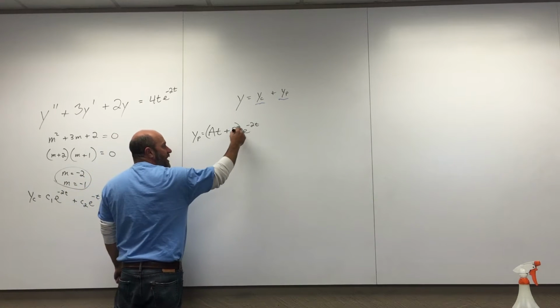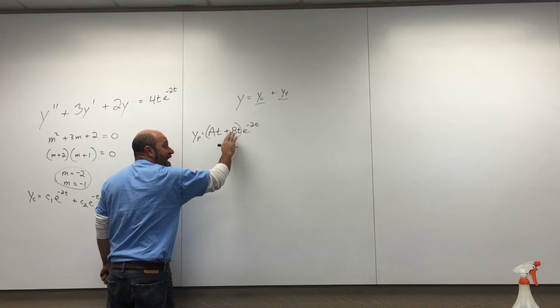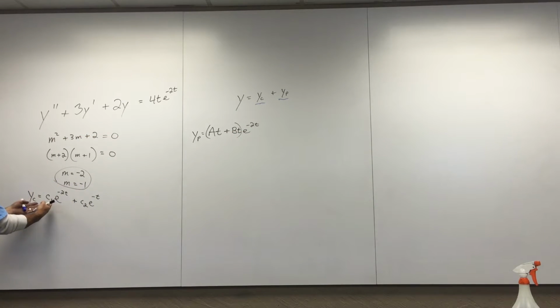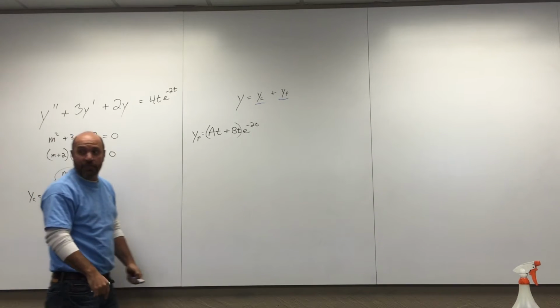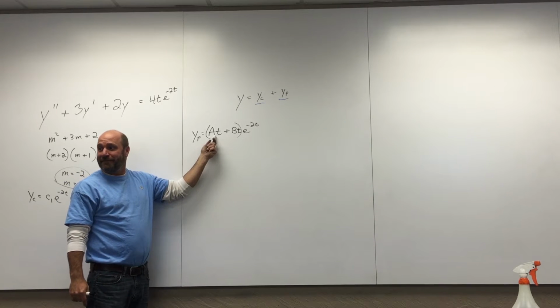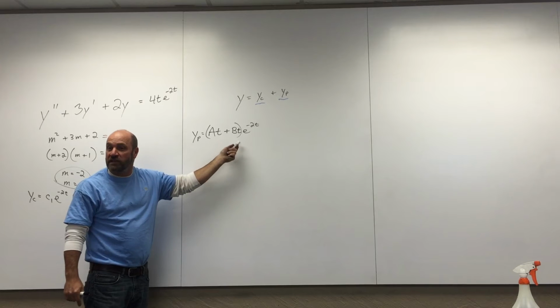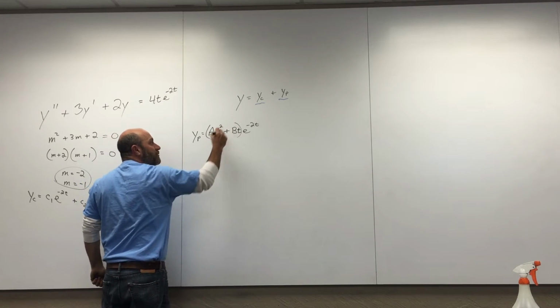Now watch this. If I did multiply by a t to make it independent, that's awesome. Now it's independent from that one because it's a t e to the negative 2t instead of a constant e to the negative 2t. But guess what just happened? Now it's dependent on this other term. So I have to multiply all this by t. It makes it t, and it makes it t squared.